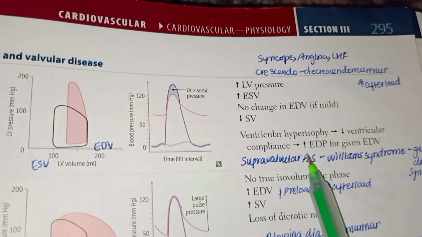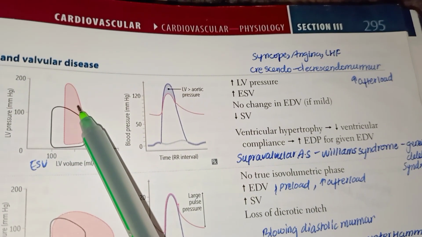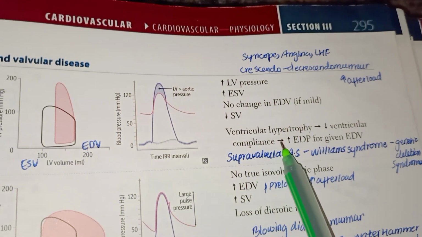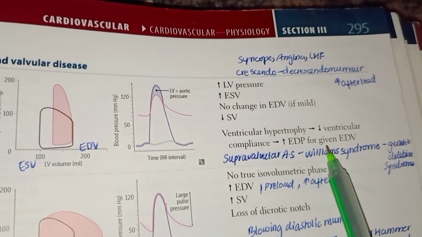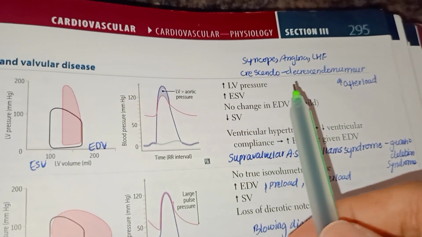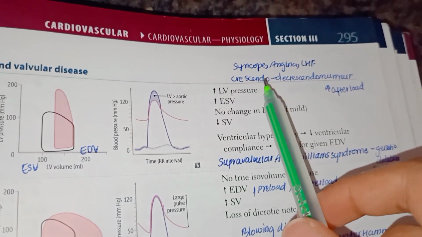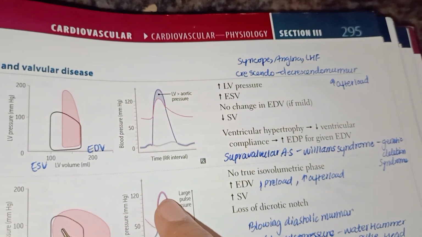Because of this there will of course be ventricular hypertrophy, because there is more left ventricular pressure needed, greater than aortic pressure. So ventricular hypertrophy, decreased ventricular compliance, increased EDP for a given EDV. There is also another thing you can correlate with this, which is murmurs. Here there is a crescendo decrescendo murmur. Crescendo means first it rises, decrescendo means it decreases.